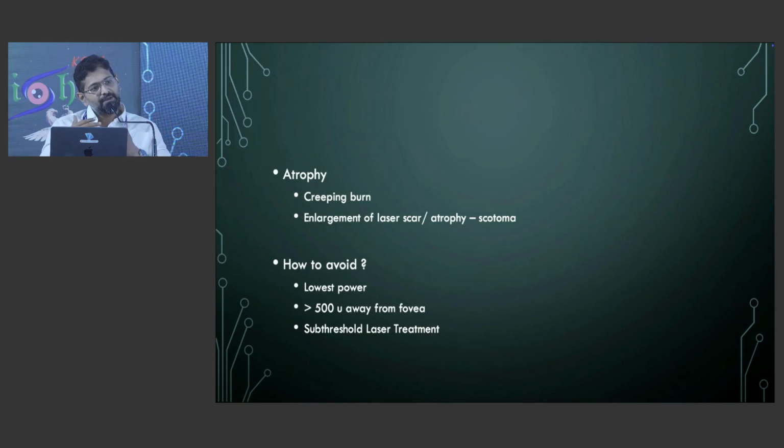Over a period of time, when you do a fresh laser, it appears white, and the pigmentation happens later. That is when this laser scar enlarges and it can cause a scotoma since it is very close to the fovea. So how do you avoid that? One, like I said, use the lowest power. At least try to do focal laser only when it is more than 500 microns away from the fovea. If it is subfoveal, the best treatment I would recommend is photodynamic therapy, but sadly we don't have that anymore. So subthreshold laser treatment is a better option.